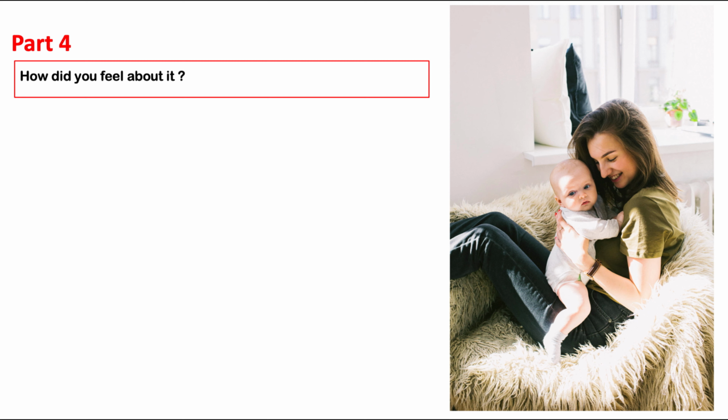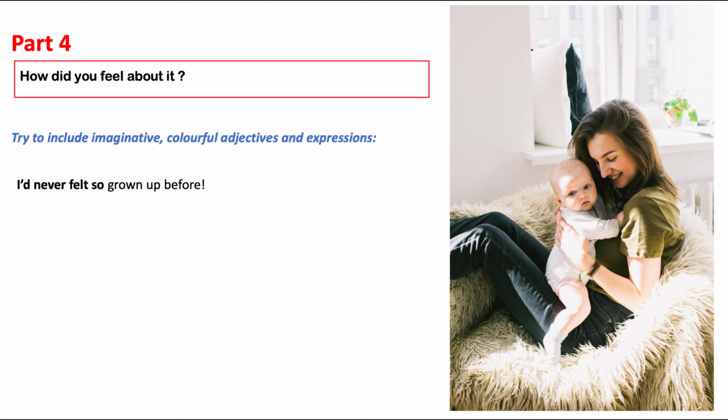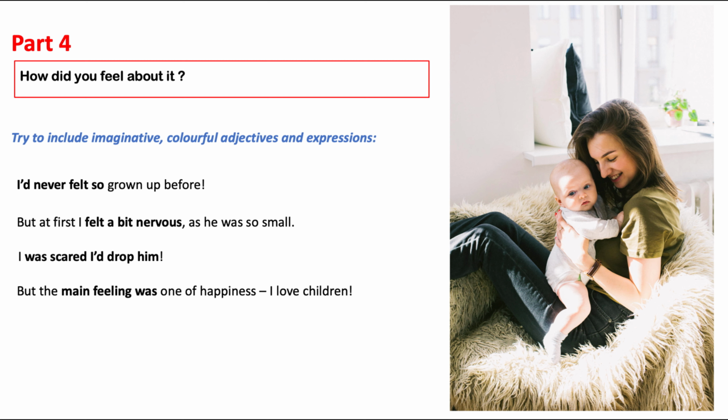How did you feel about it? Try to include imaginative, colourful adjectives and expressions. I'd never felt so grown up before. But at first I felt a bit nervous as he was so small. I was scared I'd drop him. But the main feeling was one of happiness. I love children.